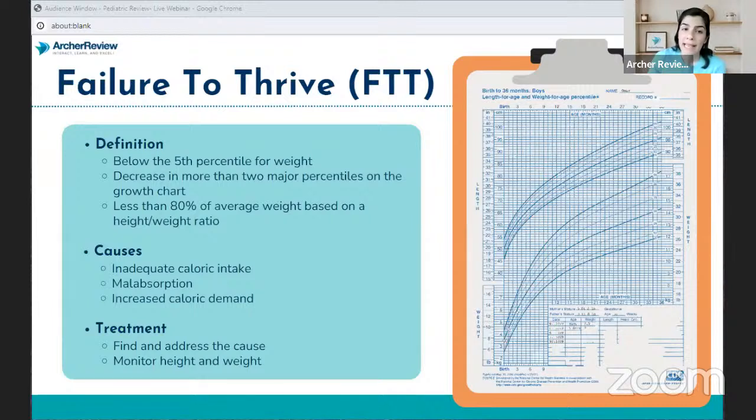So the main takeaway for failure to thrive is that you have to find and address the underlying cause to help those babies return to their growth curve, or at least start growing and thriving on those growth charts, right? So that's going to be the most important thing for you, is catching that on their growth chart and intervening and investigating.